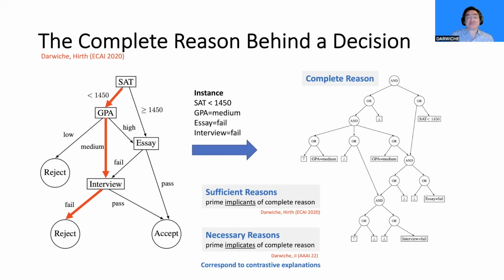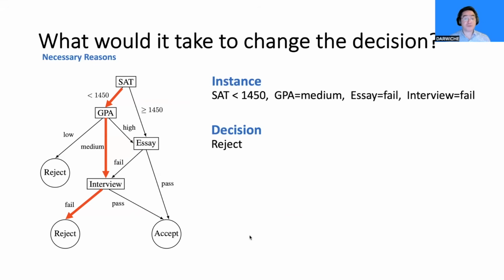I'll tell you about contrastive explanations in a second, but those tell you how you can modify the instance in a minimal way to change the decision. All right, and they do correspond to the prime implicates of the complete reason, and we call them necessary reasons, and you'll see why. They correspond to clauses. So let's take a concrete example to illustrate this notion.